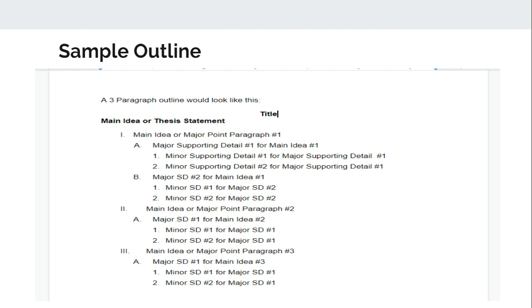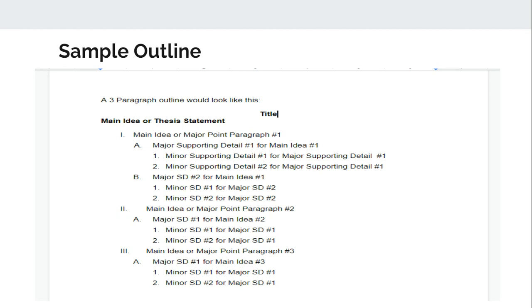Then you have your major details indicated by the capital letters, A, and we have 2 minor details that support it, so 1 and 2, and then B, major detail 2, and then 2 minor details that follow, so 1 and 2. And again, you will always start over because it's not continuing on with the same idea, it's a new detail, and then you have minor details that support it. And then Roman numeral 2, that's the second paragraph, so you have your main idea there, and then capital A for major supporting detail for that paragraph 2, and then minor details, and so on, and you'll see that come up.